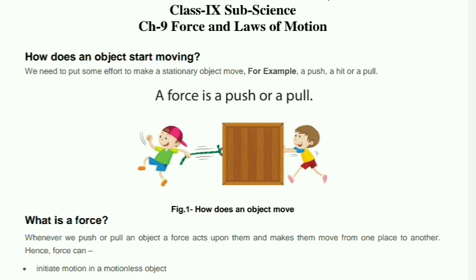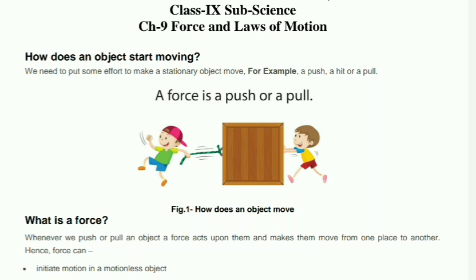Now we'll start chapter 9, Force and Laws of Motion. In this chapter we'll deal with force, its effects, and the three laws of motion. So first we'll start with force.